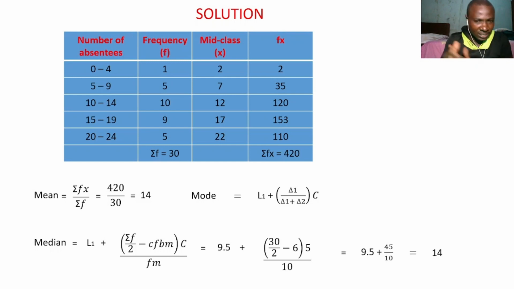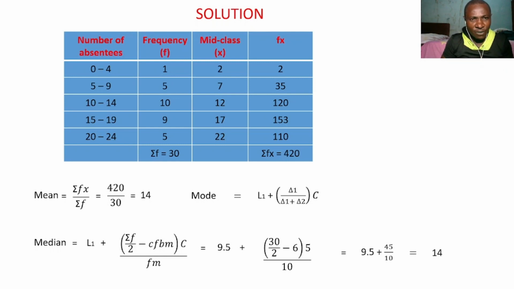Now our C still remains the class width. Since it's still the same question we are working on, our C will not change. So our C will still be 5, as in the case of the median class. But before we can determine the L1, we need to identify the modal class, or the mode, the class with the highest frequency. Remember that the modal class, or the mode, is the class with the highest frequency.